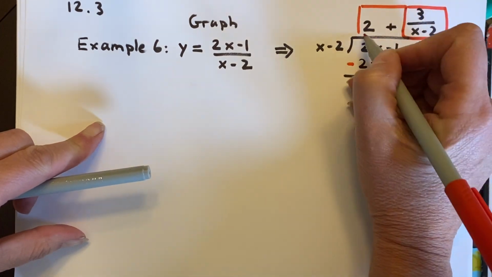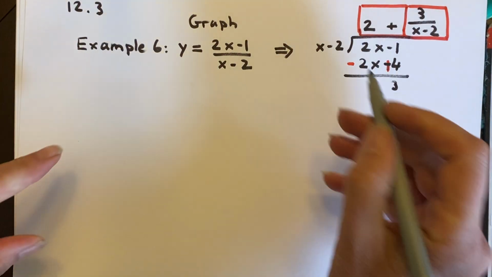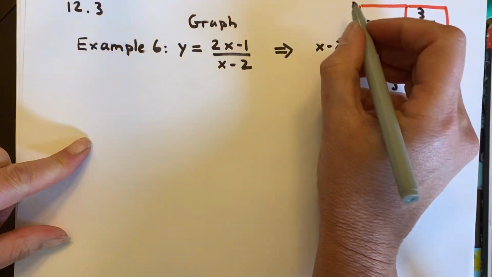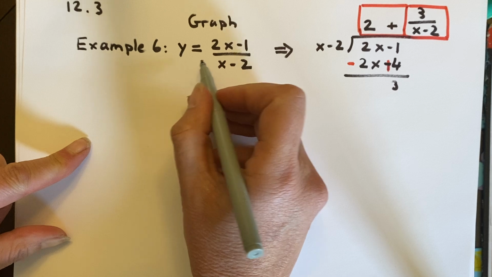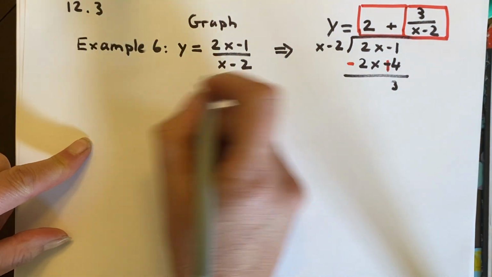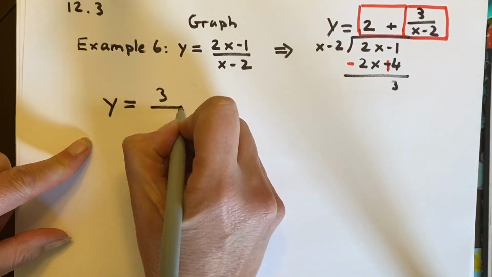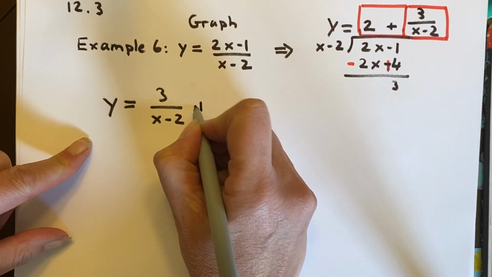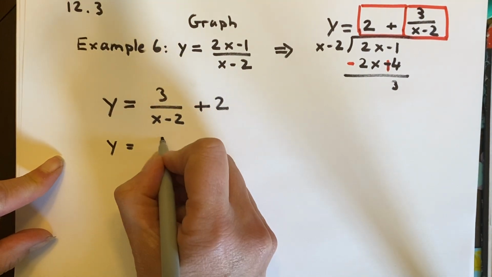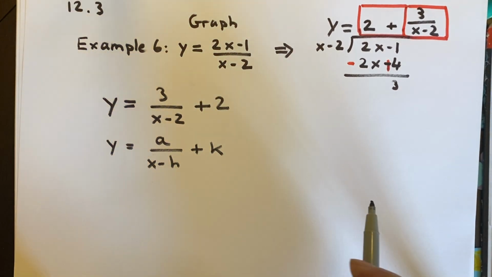Whoops, I should have really circled the whole thing. So let me rewrite. I now have 2 plus 3 over x minus 2. But I'm going to rewrite it because I've just taken this portion, so there's really a y equals portion here. I'm going to rewrite it with this portion in front: y equals 3 over x minus 2 plus 2. And I can see that it's in the form y equals a over x minus h plus k, and so I can graph it.